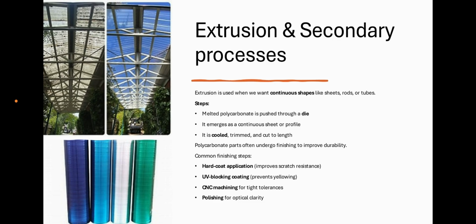In the secondary process, the polycarbonate parts often undergo finishing to improve durability. The common finishing steps are hard coat application, which improves scratch resistance; UV blocking coating, which prevents yellowing; CNC machining for tight tolerances; and polishing for optical clarity.